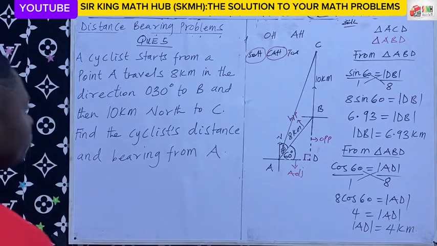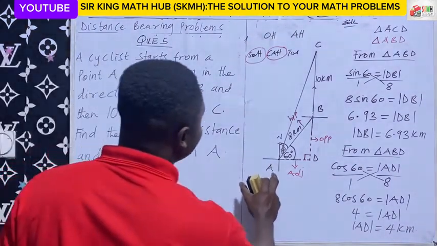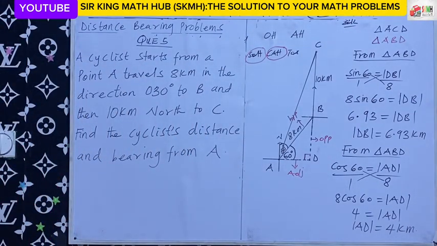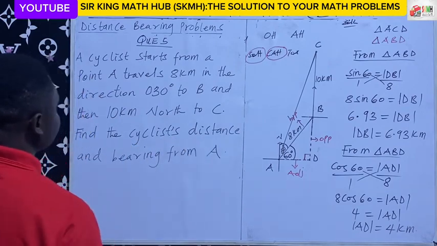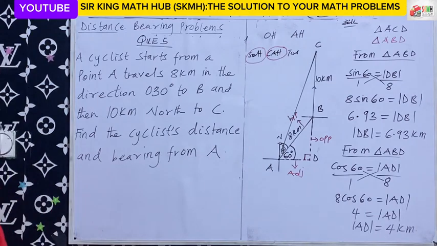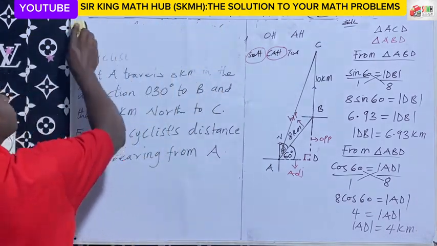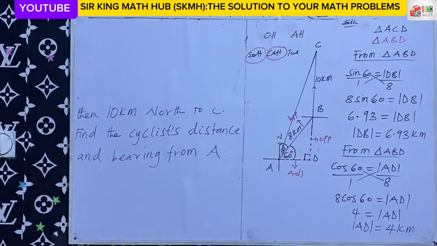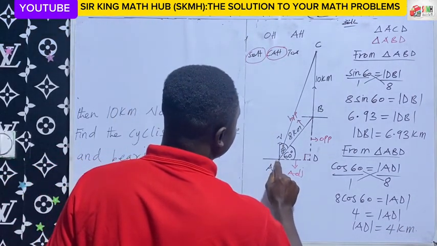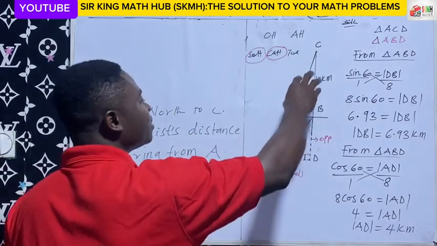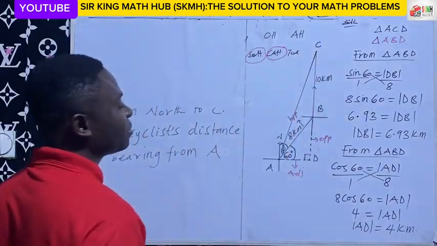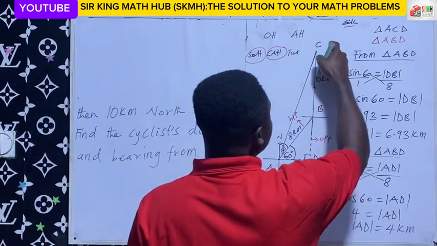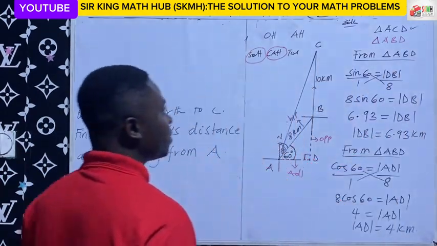So now, let's calculate the length of AC, which also represents the cyclist's distance of his destination from point A. So let's do that. For us to calculate this length here, line AC, we have to take into consideration the bigger right angle triangle. Remember that we named it as triangle ACD. This one, that is the bigger one.